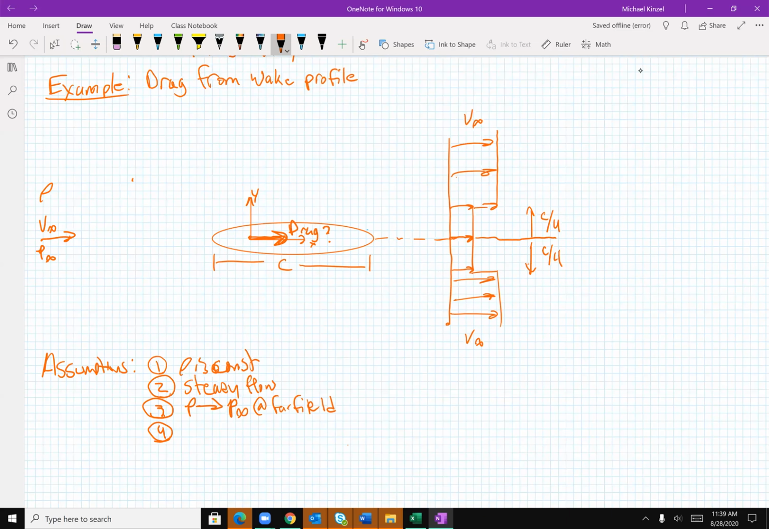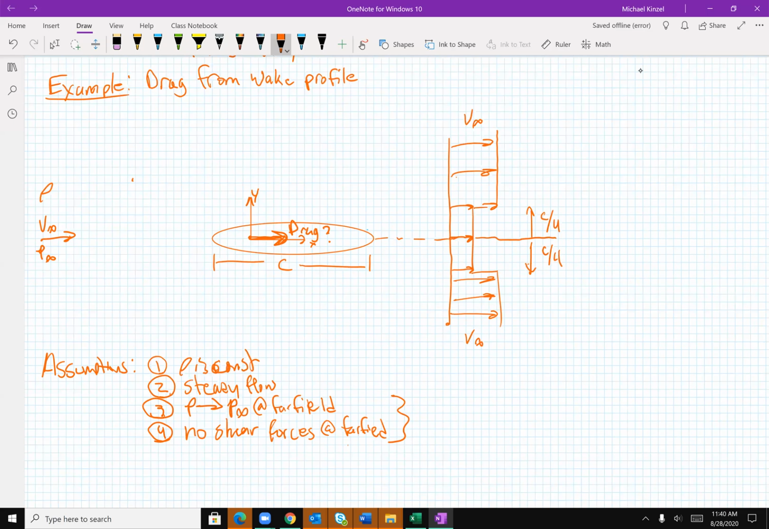And we're also going to make the assumption that there are no shear forces at far field. Why are these two important? Because remember, in momentum theorem, you form your control volume and then you have to evaluate pressure and shear forces as well. And we don't want to evaluate them way out here and way out here.